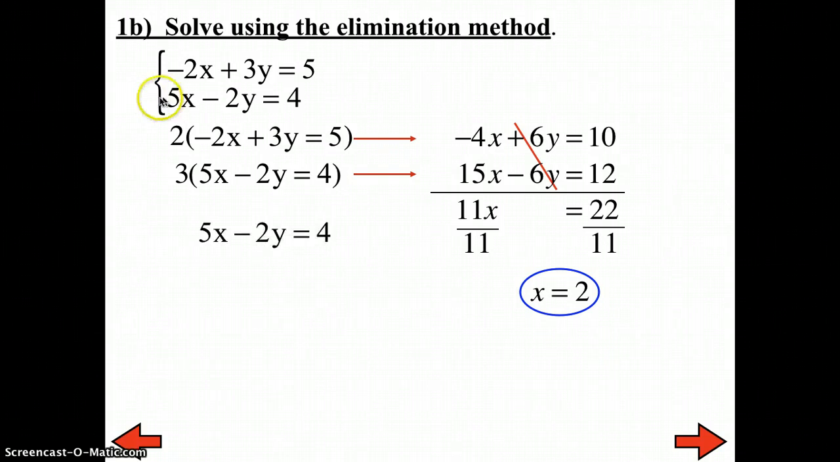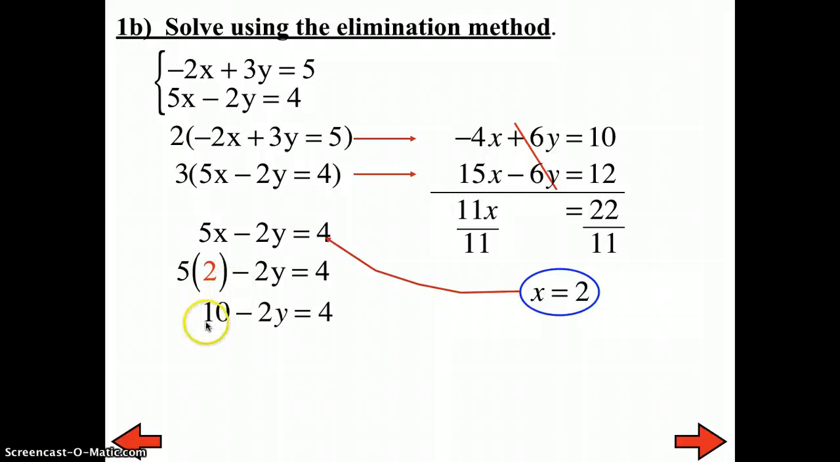In this case, I'm just going to choose the second one to prove to you that it's not always going to be the first. You have a choice. Both of them will give you the same answer. So I'm going to go ahead and plug 2 in for x. I'm going to make sure that when I do, I put it in parentheses so that it doesn't change my values. I'm going to go ahead and simplify, which gives me 10 minus 2y equals 4.